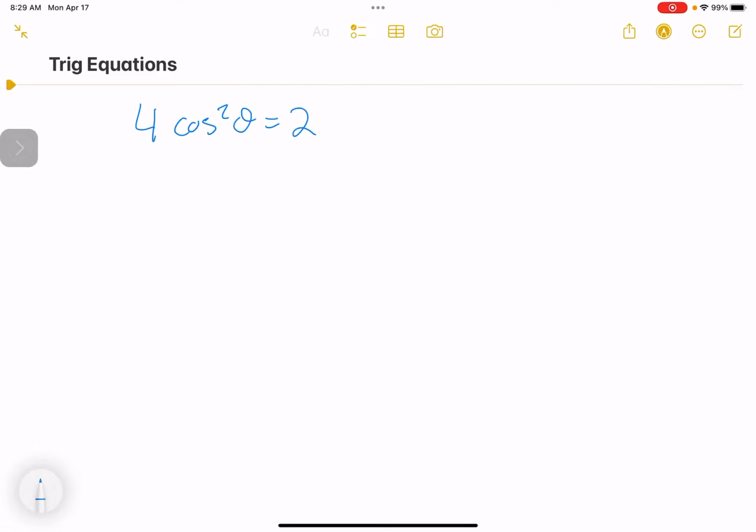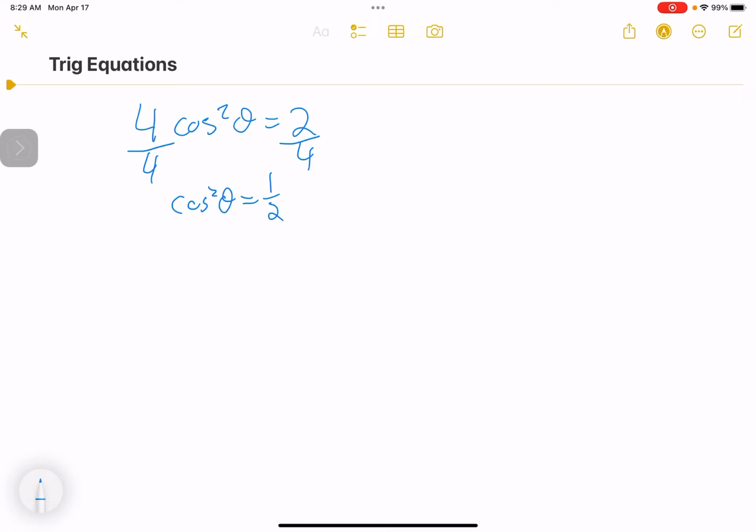Okay, so we're working some problems here. First one is 4 cosine squared theta equals 2. So we want to solve for this theta. So we have to get the theta by itself. We'll divide by 4. Cosine squared theta equals 1/2.